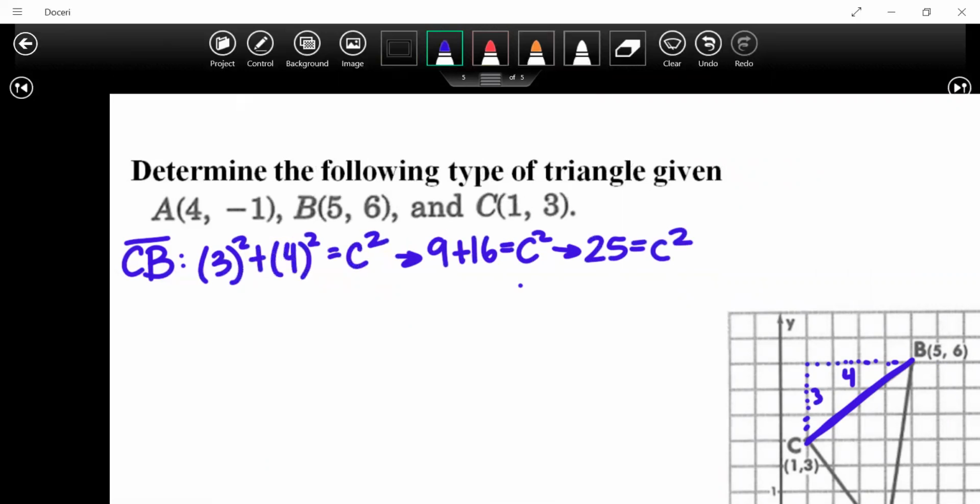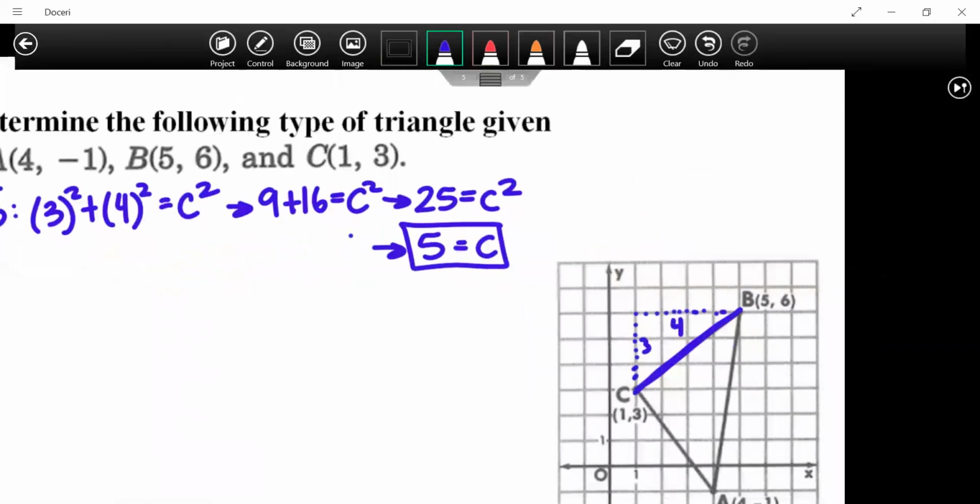taking the square root, what do I get? 5. So this tells me the length of this part is 5. I'm going to write it on the inside of our triangle. So that length is 5. Does that tell us anything about the triangle? No, we have to find more information.